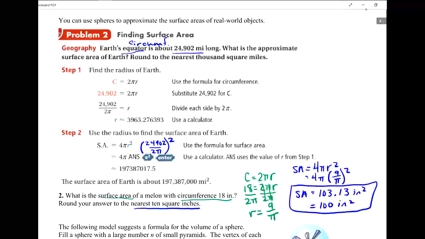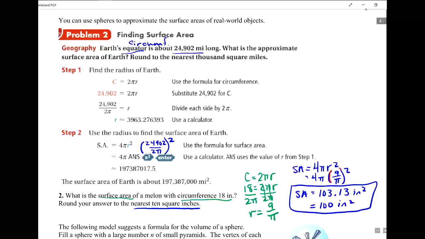Okay, we were asked for the surface area of a melon with a circumference of 18 inches. So we write our formula for circumference, substitute in. We divide both sides by 2 pi. Remember, pi is just a number, it acts like any other number. And so we reduce and we get the radius is 9 over pi. We go to our surface area formula, substitute that in for radius. Do not forget your parentheses.